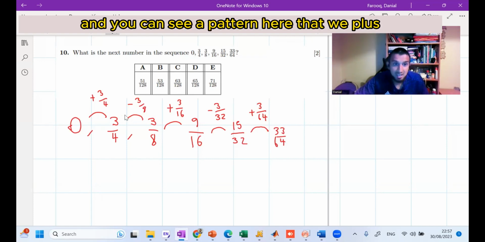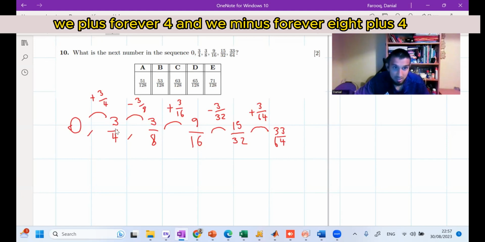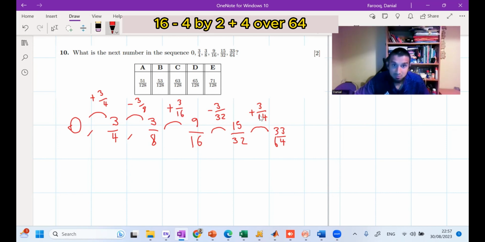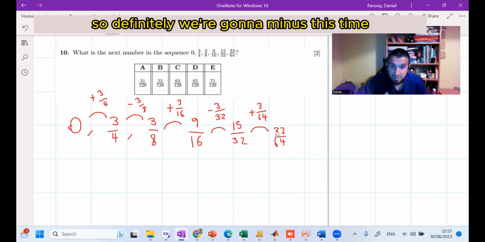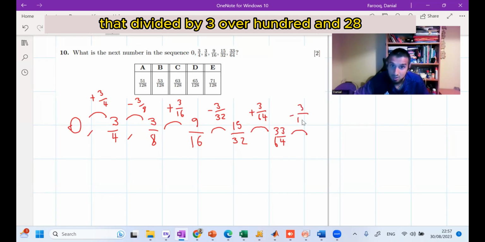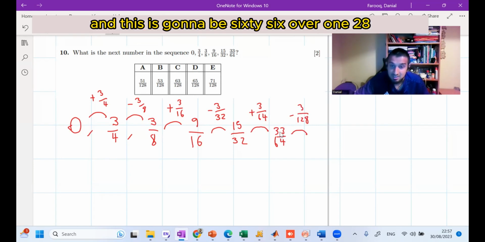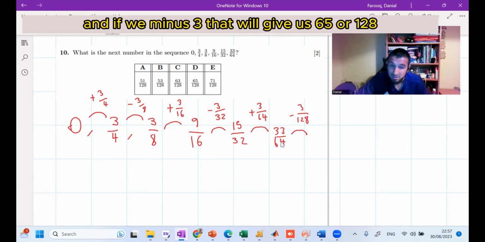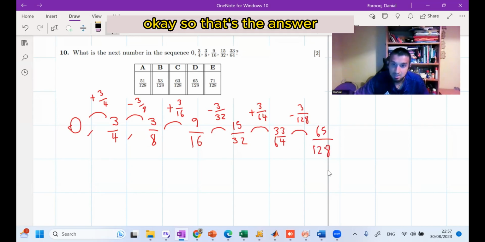And you can see a pattern here that we plus 3 over 4, then we minus 3 over 8, then we plus 3 over 16, we minus 3 over 32, plus 3 over 64. So definitely this time we're going to minus 3 over 128. And this is going to be 66 over 128. And if we minus 3, that will give us 65 over 128. Okay, so that's the answer.